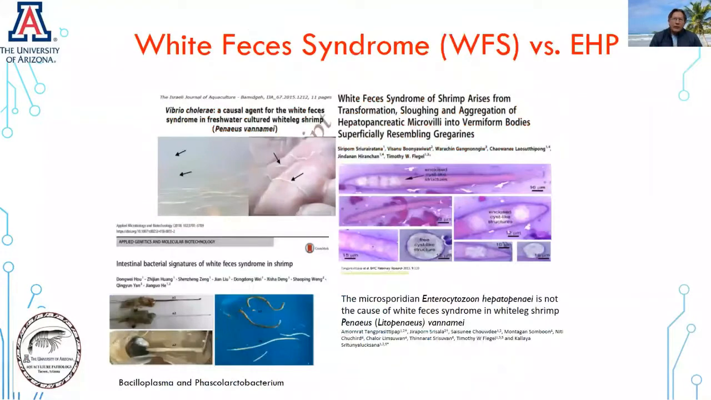Now, regarding the white feces syndrome, several studies have focused on the causative agent of white feces. There are some studies in which Vibrio cholerae has been reported as the causative agent. Some other enteric bacteria, as the ones that you can see here, I cannot even pronounce them. Other research has focused on vermiform bodies that resemble gregarines as the causative agents or associated with white feces syndrome. And there are some reports in which they confirm that EHP is not the causative agent of white feces syndrome.